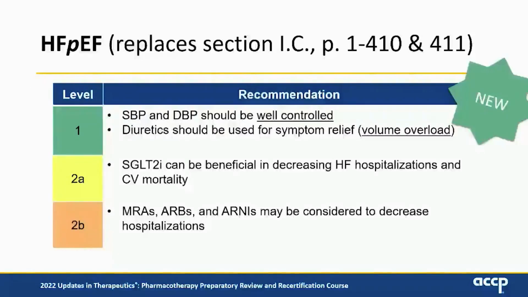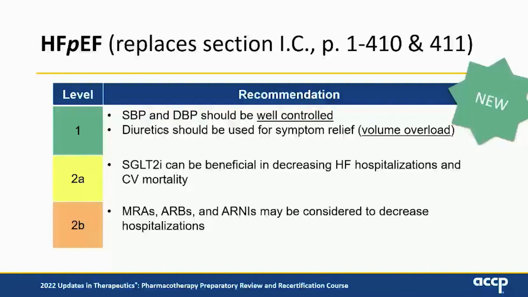However, the newest set of heart failure guidelines do have a few more specific recommendations for HFpEF than previous versions. The first recommendation is the same. Systolic and diastolic blood pressure should be well controlled, and anytime your patient with heart failure needs a diuretic, you should use one. The second recommendation is new. SGLT2 inhibitors can be beneficial in decreasing hospitalizations and cardiovascular mortality in HFpEF. This is based on our newer trials like EMPEROR-Preserved.